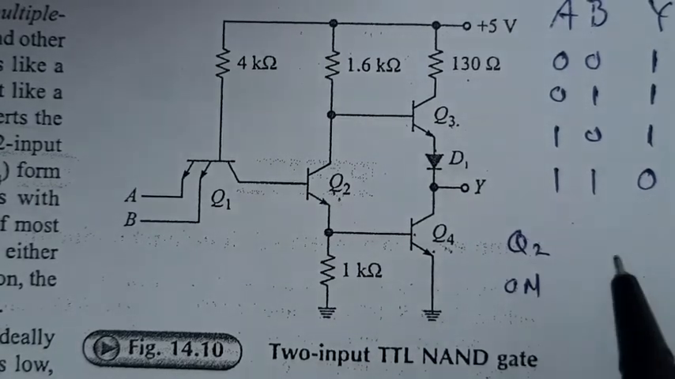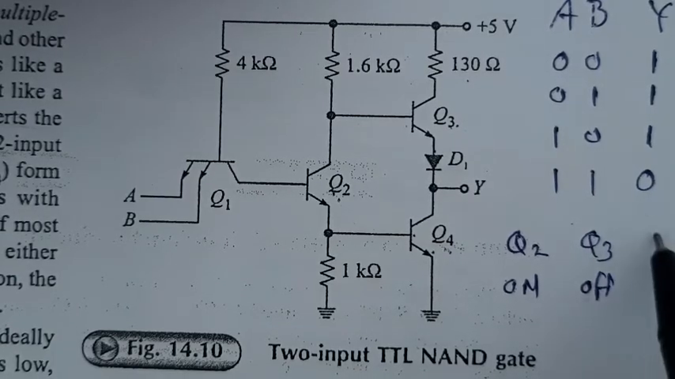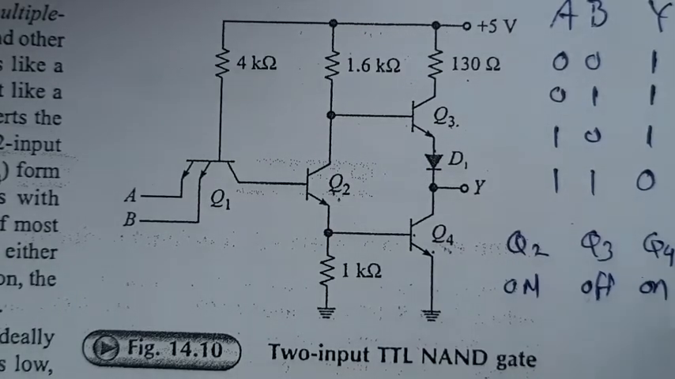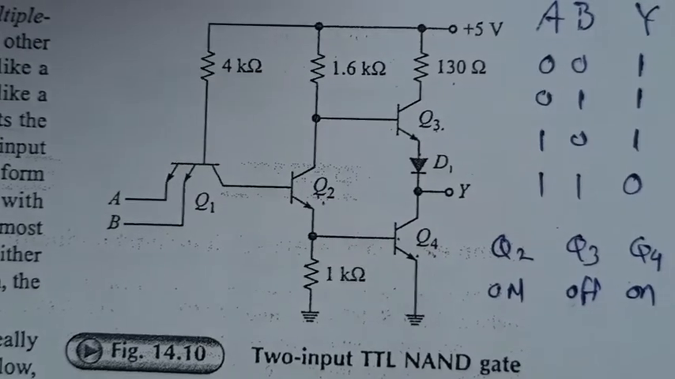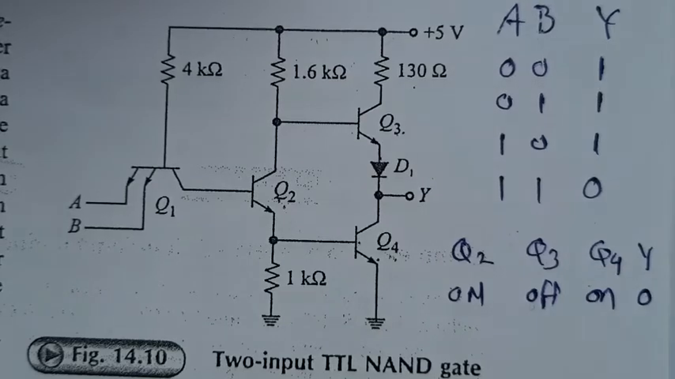Therefore, you can say that if Q2 is on, I will write the status of Q2. If it is on, then what about the transistor Q3? Q3 will be off. What about the transistor Q4? Q4 will be on, and therefore the output Y will be low. Correct? It will be pulled down.